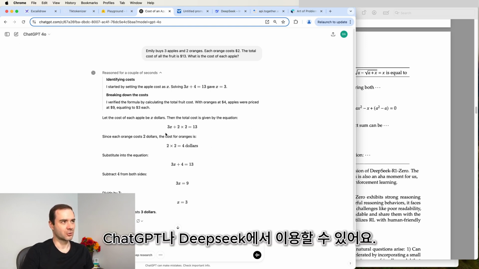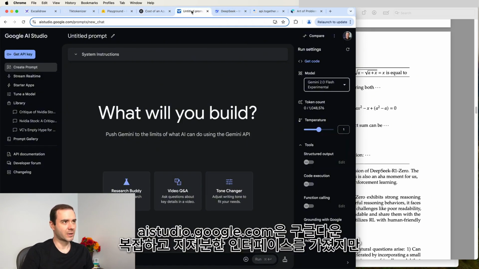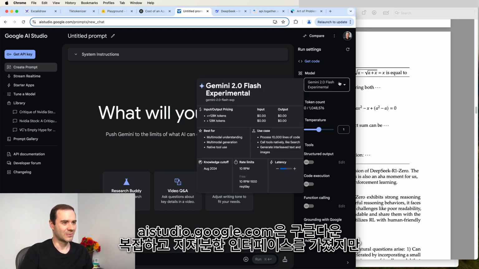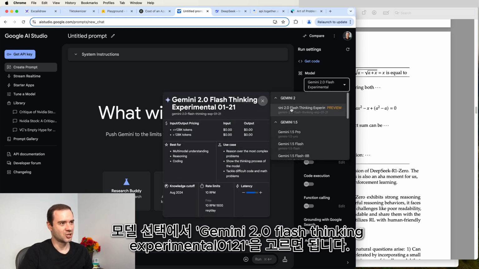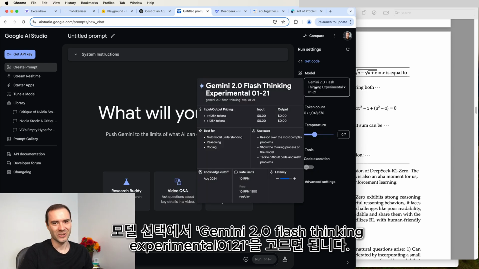So you can access these on ChatGPT, on DeepSeek. Also, I wanted to point out that aistudio.google.com, even though it looks really busy, really ugly because Google is just unable to do this kind of stuff well, is like, what is happening? But if you choose model, and you choose here Gemini 2.0 Flash Thinking Experimental 0121, that's also a kind of early experimental thinking model by Google.